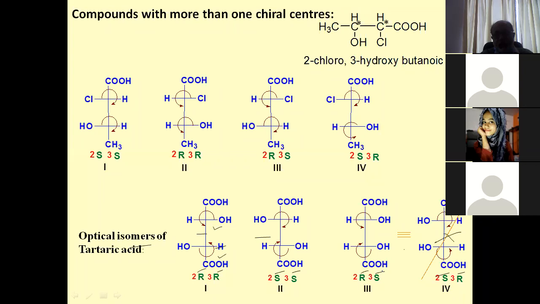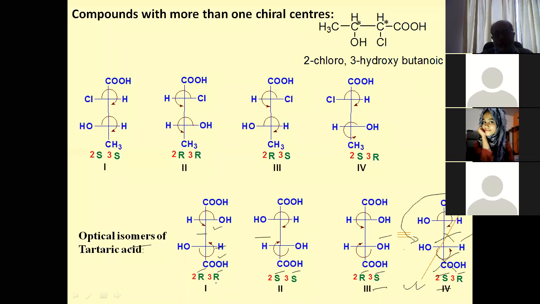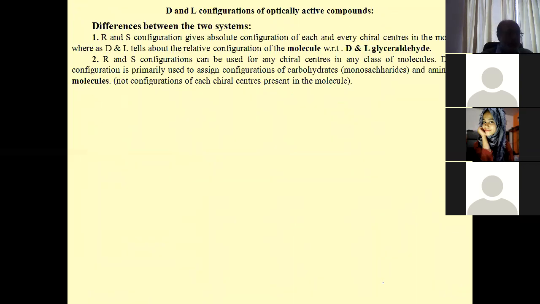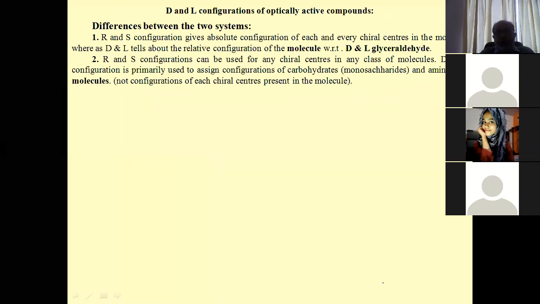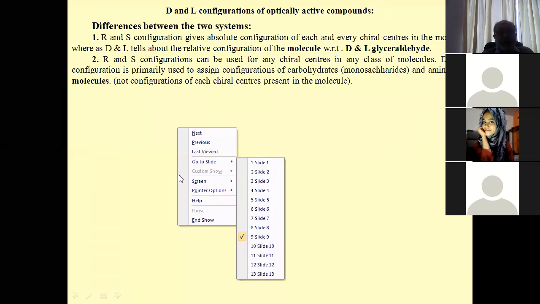We can also rotate it by 180 degrees. If it rotates by 180 degrees in the plane, this exactly overlaps with this one. So 3 and 4 are the same. So this structure does not exist separately. So the total number of isomers is going to be 3. Now let us come to DL configuration. Do you know DL configuration? How to get it? Hello? How to identify D and L configurations?